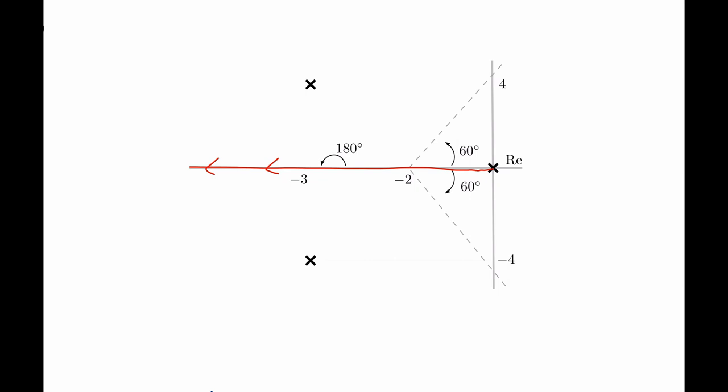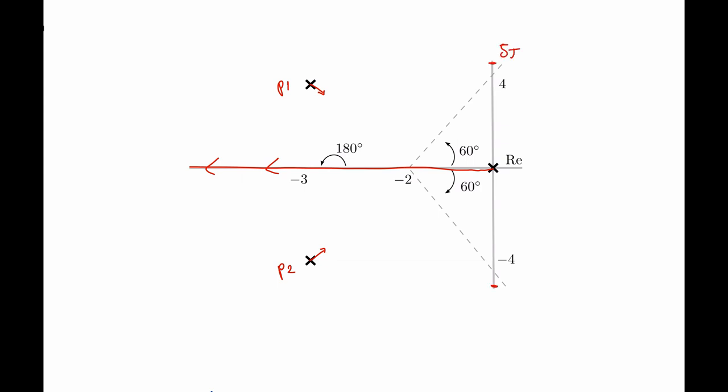We determined that we have two other asymptotes, one at a positive and one at a negative 60 degrees. We also determined that there are no breakaway or breaking points. So P1 and P2 will have to go to those asymptotes without touching the real axis. Furthermore, we calculated that P1 and P2 depart at a 37 degree angle. So P1 goes down by 37 degrees when it starts to move, and P2 goes up by 37 degrees when it starts to move. Something else that we calculated is that the poles will cross the imaginary axis at 5j and negative 5j.